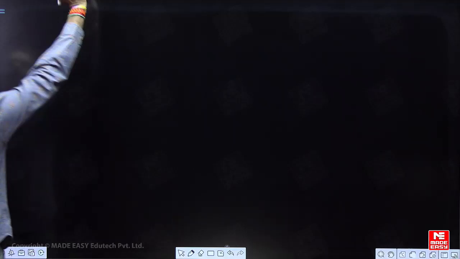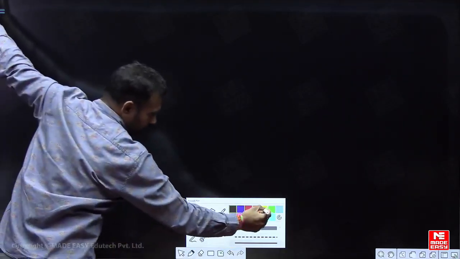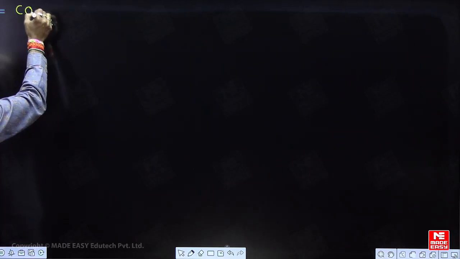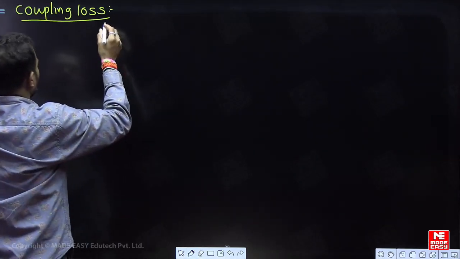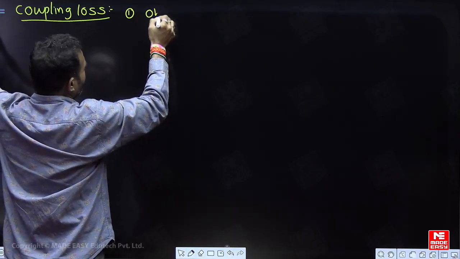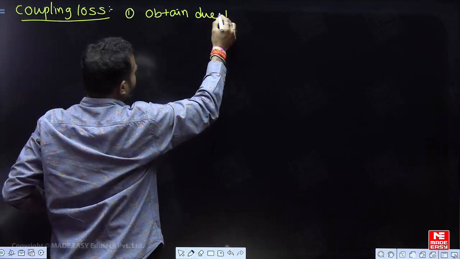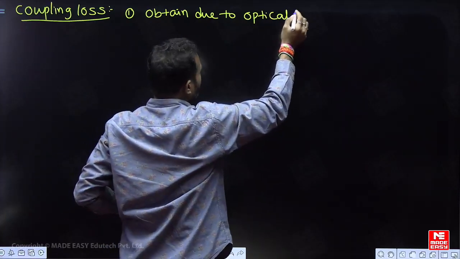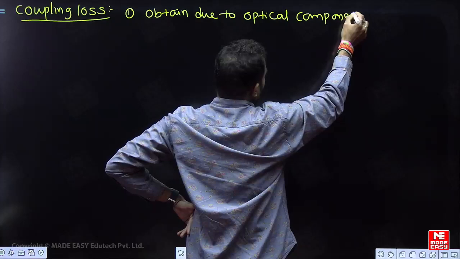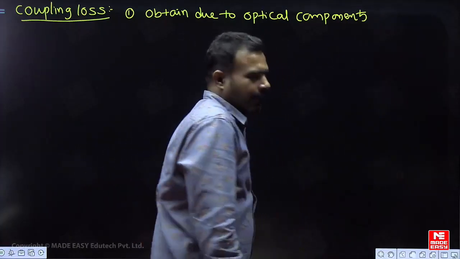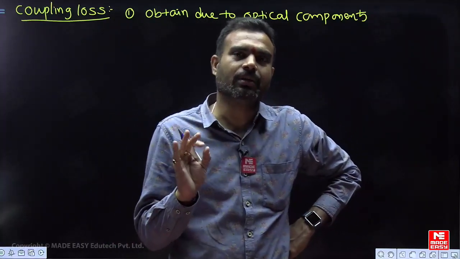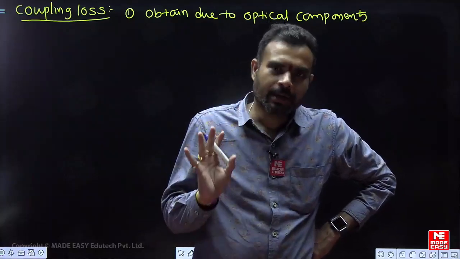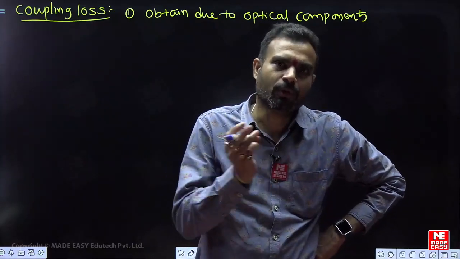So, please see here, coupling loss. When we discuss coupling loss, the coupling loss is obtained due to the optical components. So, due to the optical components we have the coupling loss. What are the optical components we studied in the classroom? I told in the class that there are 4 types of optical components. The first one is connector, the second is splice, the third is coupler, and the fourth one is repeater.